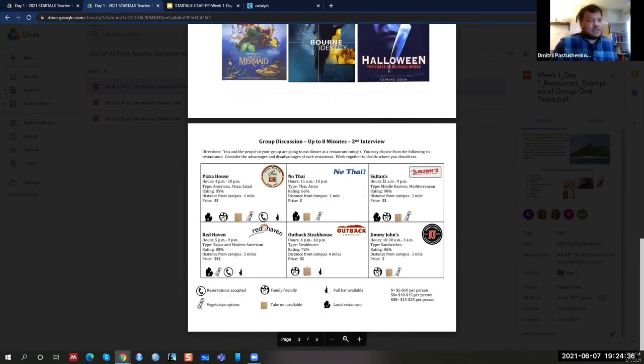And there is another one. So we are in East Lansing, Michigan. Well, listen, it's in Ann Arbor, but we're in East Lansing, Michigan. So we have some restaurants, similar idea, but they need to pick up a restaurant to go.